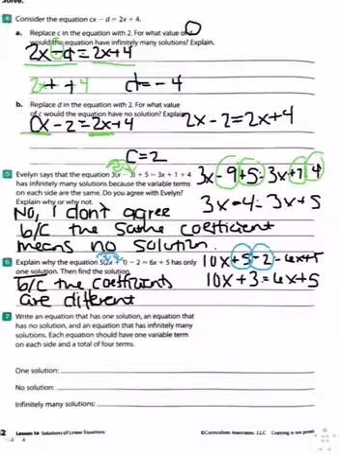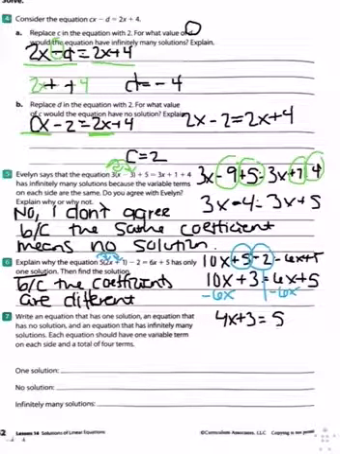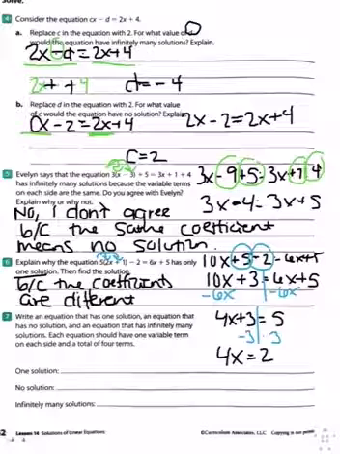Now, if we keep solving, we can find the answer. I'm going to subtract 6x from both sides. When I do that, I get 4x plus 3 equals 5. I subtract 3, and I'm left with 4x equals 2. And my last step is to divide both sides by 4. And my answer is x equals 1/2.